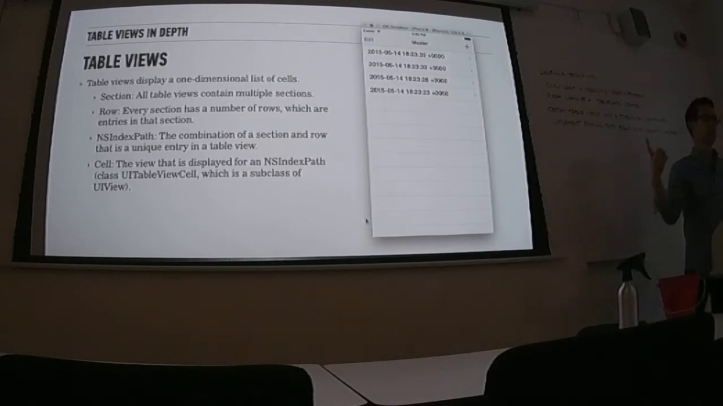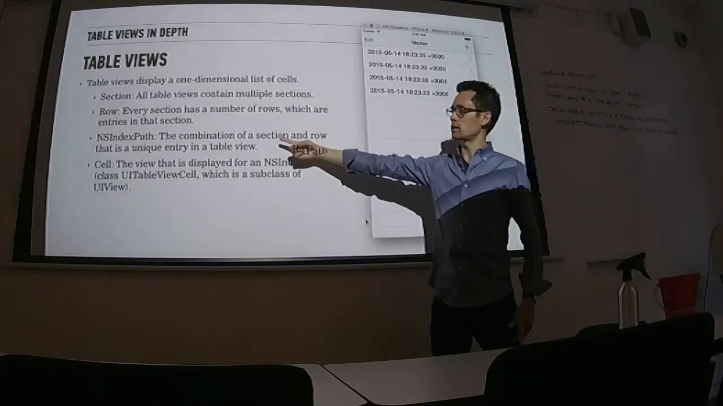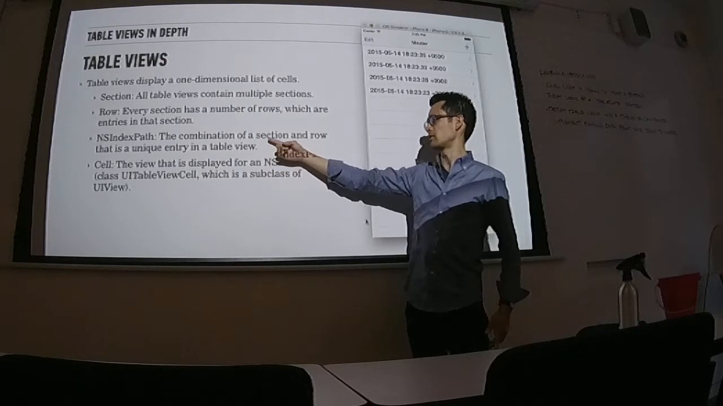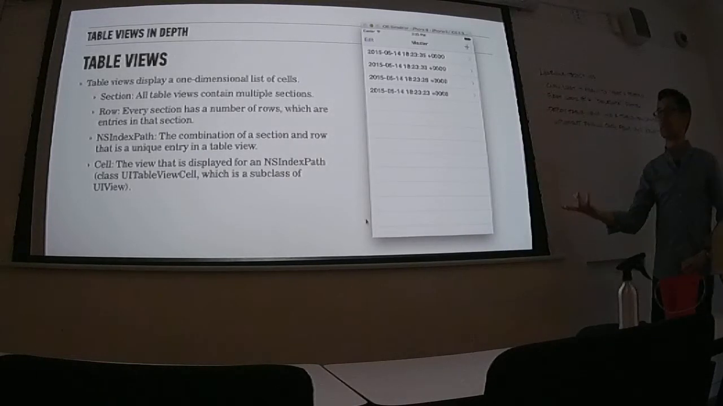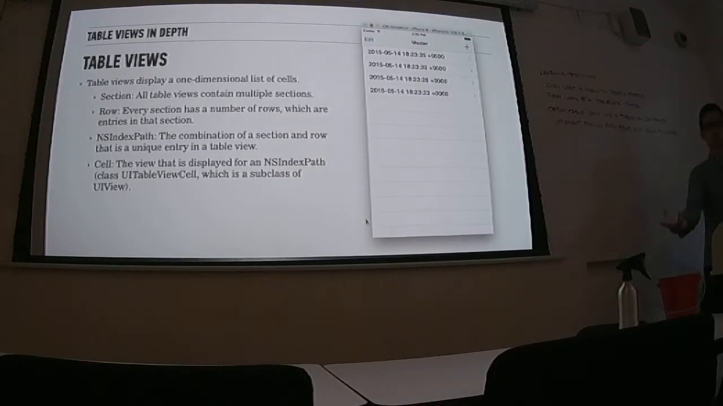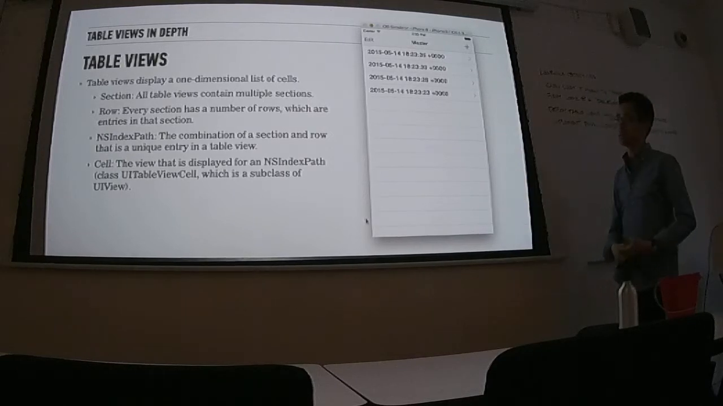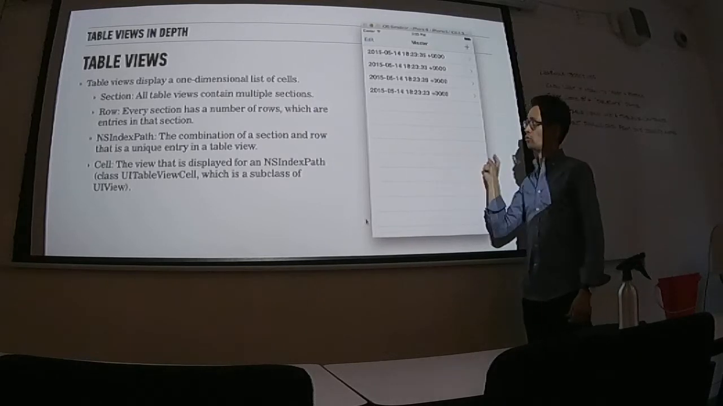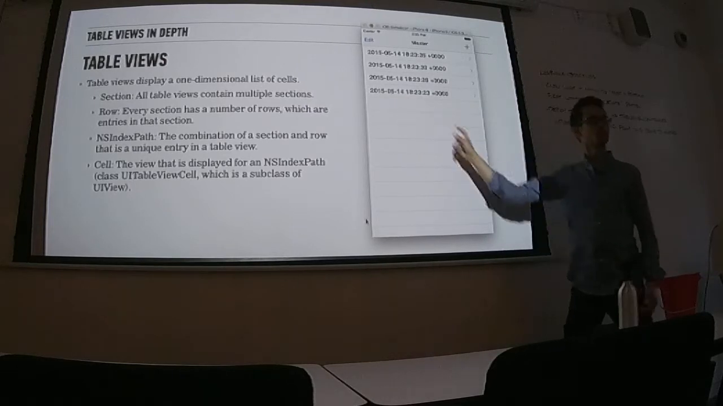So we need a way of describing a single row. iOS gives us this class, or it's a struct, anyway, these objects called index paths that are a combination of two integers. One is a section and one is a row, so we can use that to target any given row in a table view. This notion of a cell describes a UI view, which is the thing being drawn in the table itself. Does that make sense?